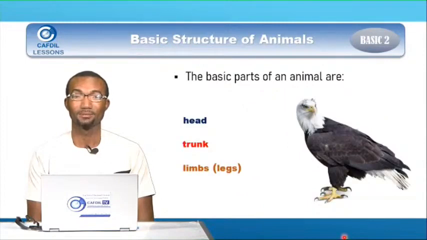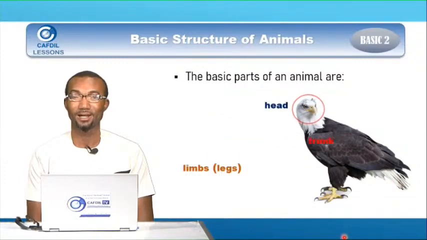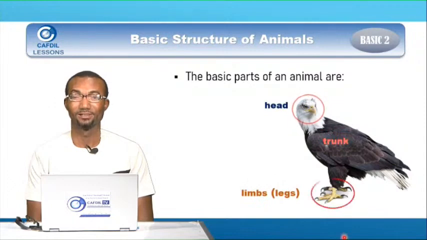Kate, another animal. Can you identify this animal? Good. This is an eagle. So let's arrange the parts of this eagle too. The first one is the head. Yes, so this is the head of the eagle. The second part is the trunk. This is the trunk of the eagle. That's the main body of the eagle. The last one, the limbs or the legs. Yes. Eagle also has two legs. So no forelegs or hind legs. They have only two.